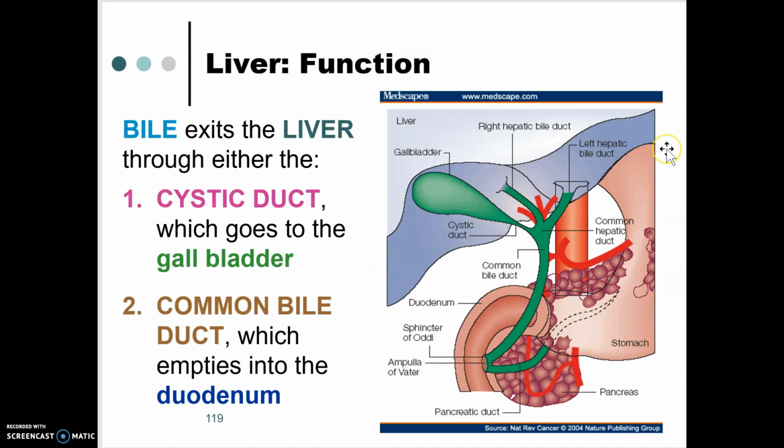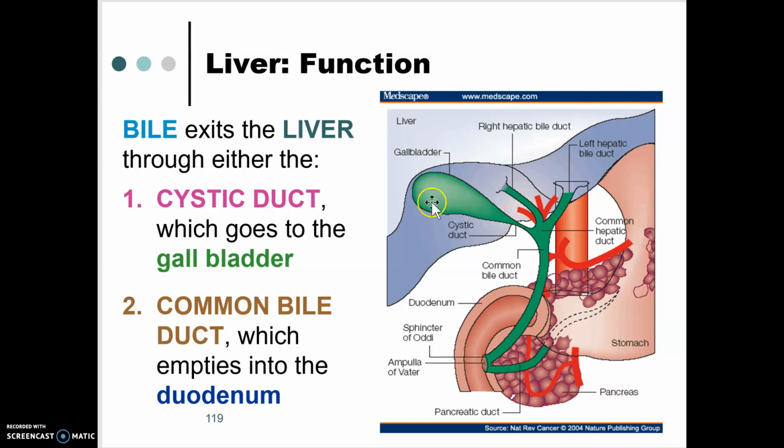So here's a closer look at this system of ducts that go through the liver. We get our right hepatic duct here, our left hepatic duct. They come down here and form into the common hepatic duct. At this juncture right here, we've got a branch that goes the cystic duct, which travels to the gallbladder.